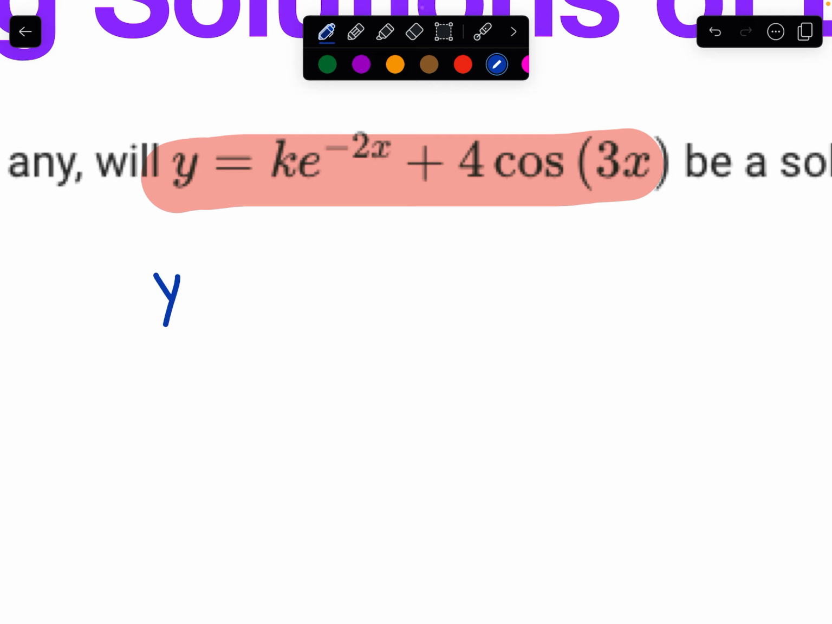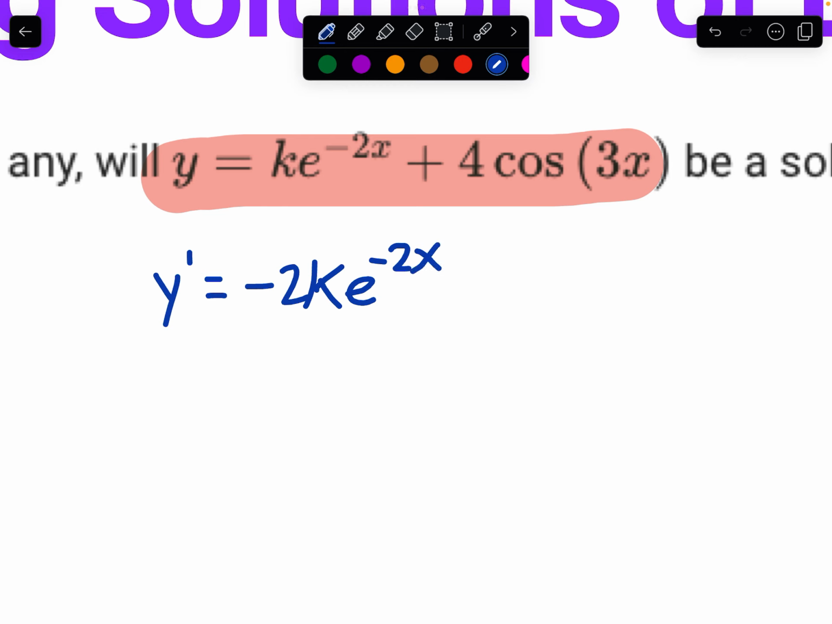So let's find y prime first. Y prime will be equal to, the derivative here, our rule for e is to keep that e but then multiply by the derivative of the exponent. That's the chain rule there, where the derivative of negative 2x is negative 2. So that piece will turn into negative 2k e to the power of negative 2x.